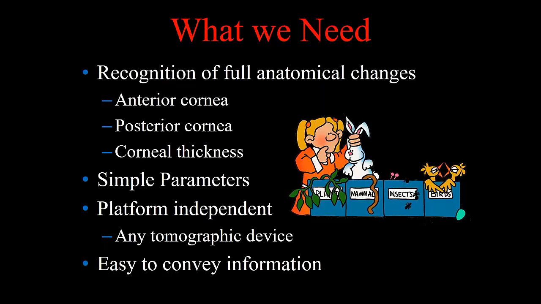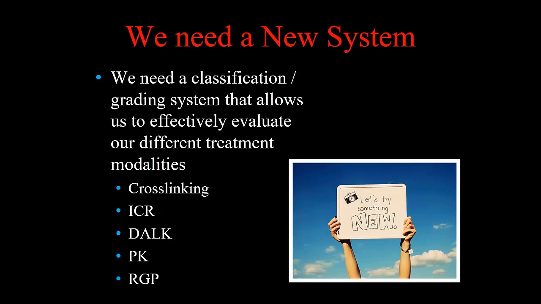Well, we need something, again, this was really no different than what's being done in any other field of medicine, in how we stage disease. We need something that recognizes all the anatomical changes: the anterior surface, the posterior surface, the corneal thickness. We need relatively simple parameters. They should be platform independent, which means any tomographic device should be able to do these measurements, and the information should be relatively easy to convey.